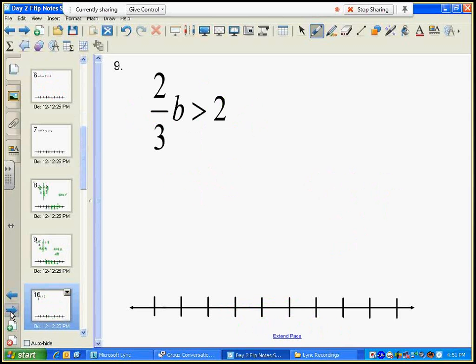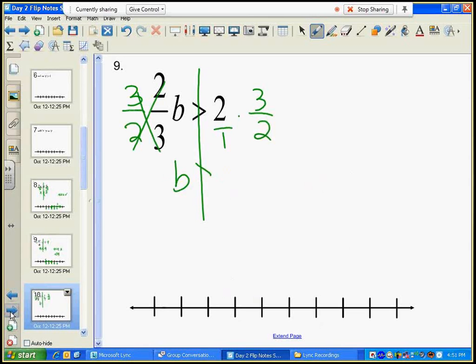Love fractions. Here we go. So I want to get b by itself, isolate b. But it's multiplied by 2/3, and I really wish it was a 1. Yes, we'll multiply by the reciprocal. Multiply both sides by the reciprocal. Put this over 1 if it makes you happy. These will divide out, and I'll end up with b is greater than 6 divided by 2, which is the same thing as 3.